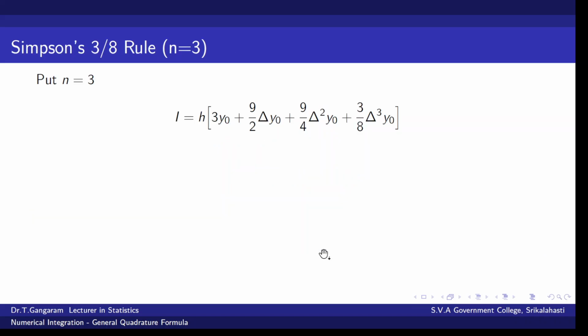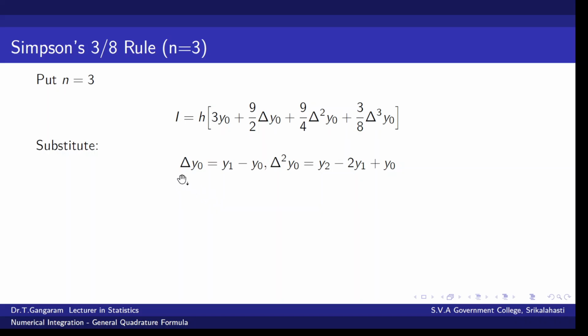So the last rule is Simpson's 3/8 rule. Put n is equal to 3 in the general quadrature formula. We will get I is equal to h into 3 into y naught plus 9 by 2 into delta y naught plus 9 by 4 into delta square y naught plus 3 by 8 into delta cube y naught. We assume terms up to delta cube only.